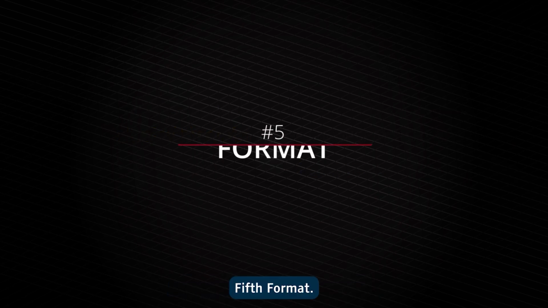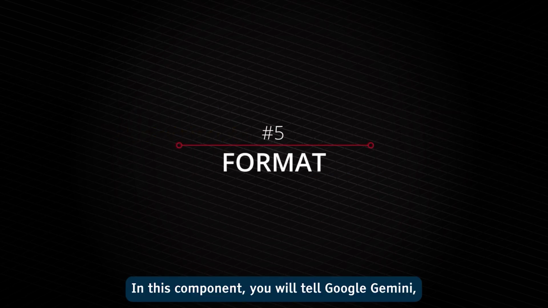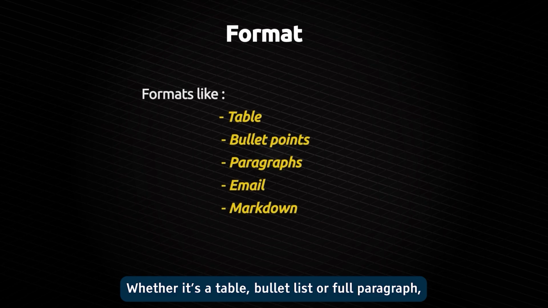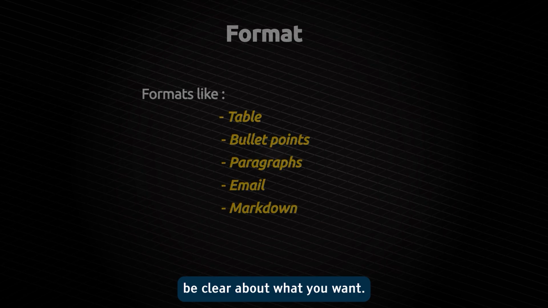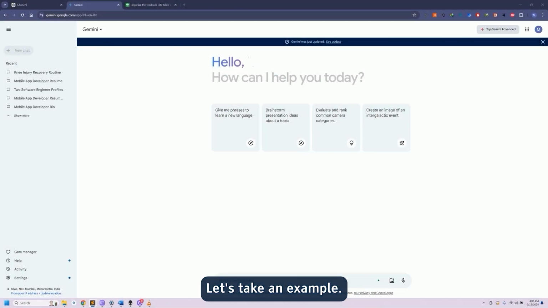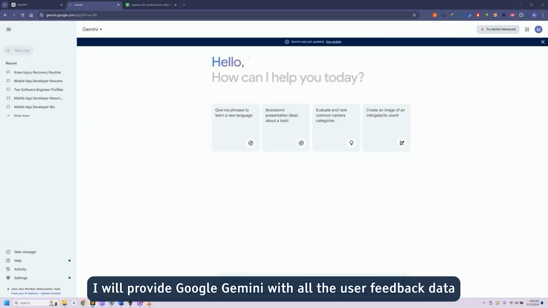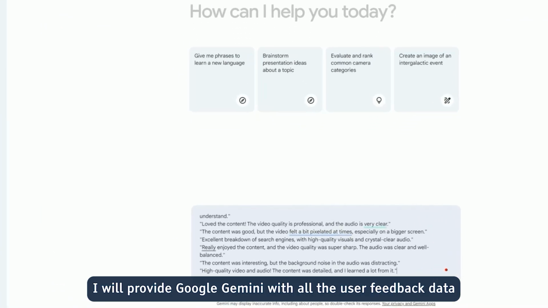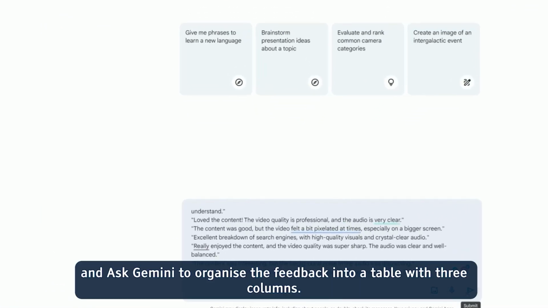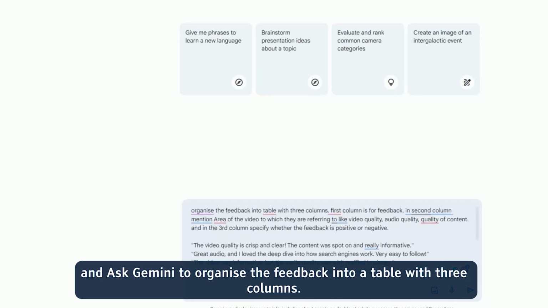Fifth, format. In this component, you will tell Google Gemini how to present information or output. Whether it's a table, bullet list, or full paragraph. Be clear about what you want. Let's take an example. I will provide Google Gemini with all the user feedback data and ask Gemini to organize the feedback into a table with 3 columns.